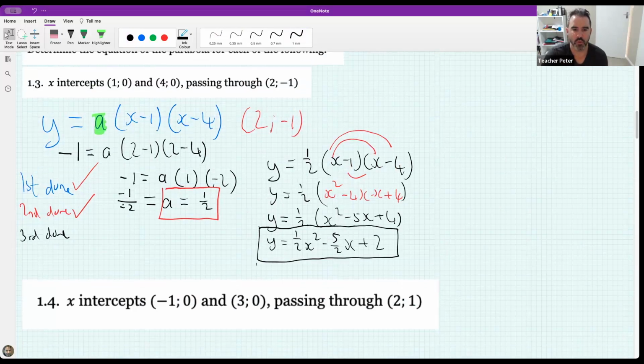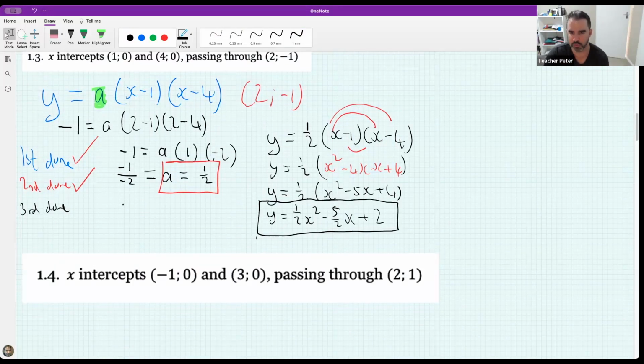Now, what I'm going to do is leave that up on the board. But for those who feel like things are going well, I want you to do 1.4 by yourself. So find me the equation of the parabola which goes through (-1, 0) and (3, 0), goes through the point (2, 1), and I want you to put it in standard form for me. Okay, off you go. Let's do this. So those who want to ask questions about 1.3, it's on the board. Those who are ready to rock and roll, you can go for it yourself there.